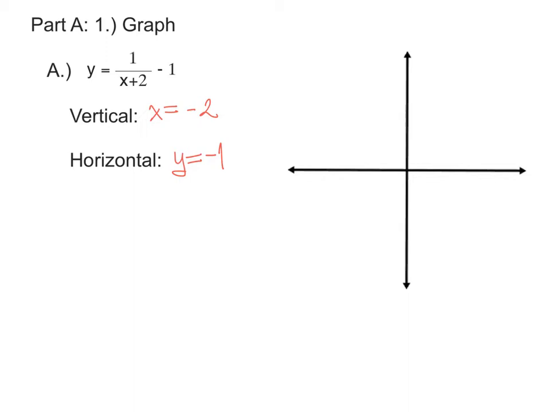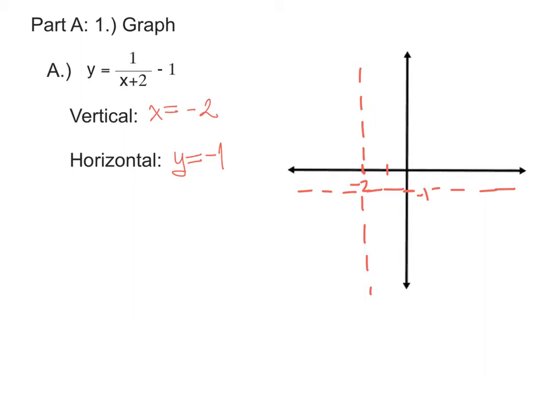The vertical asymptote is going to be the vertical line at x equals -2. So on the x-axis, I'm going to find -2 and then draw a vertical line passing through. Similarly, for the horizontal asymptote, I'll find -1 on the y-axis, that's right here, and draw a horizontal asymptote. These asymptotes are going to be my boundaries for the graph.